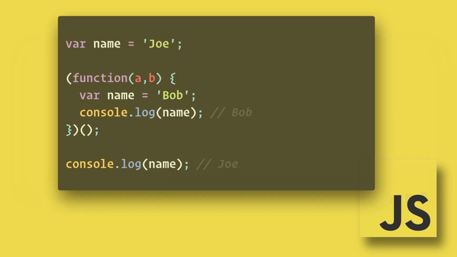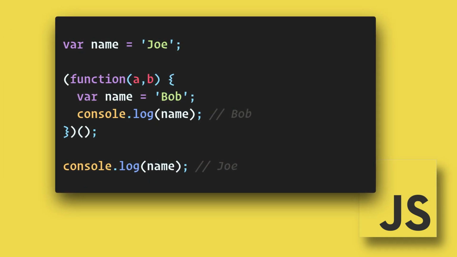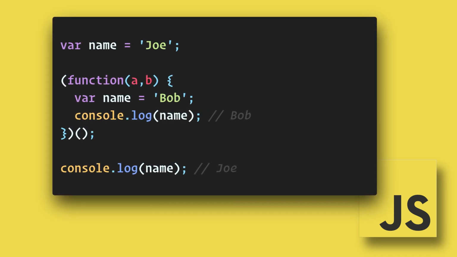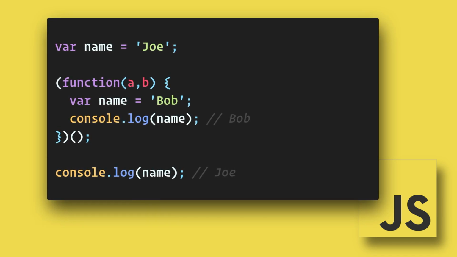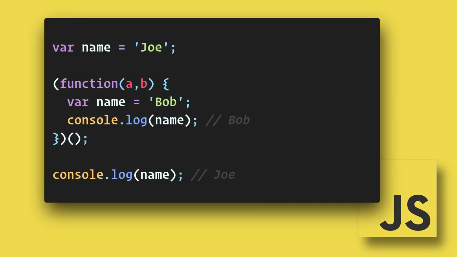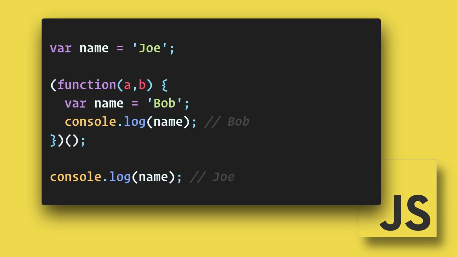Any values within the expression cannot be accessed from outside of the closure. Here you can see that within the IIFE, the name variable is Bob, but outside of the IIFE, the name variable is Joe.